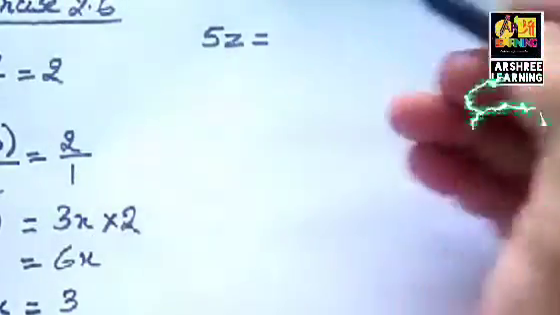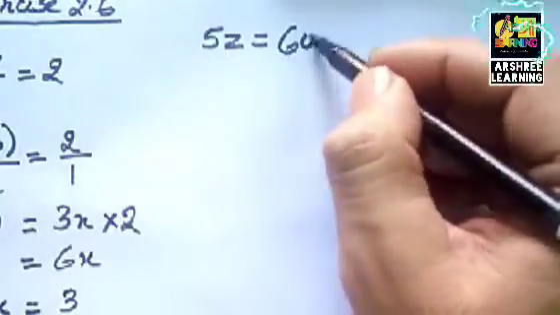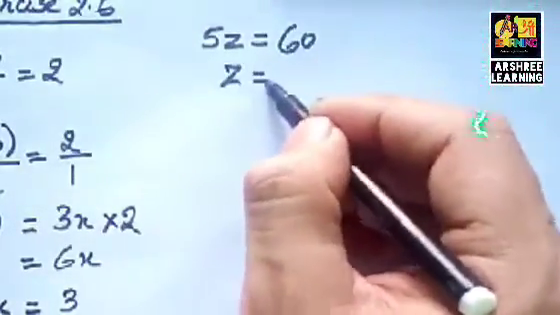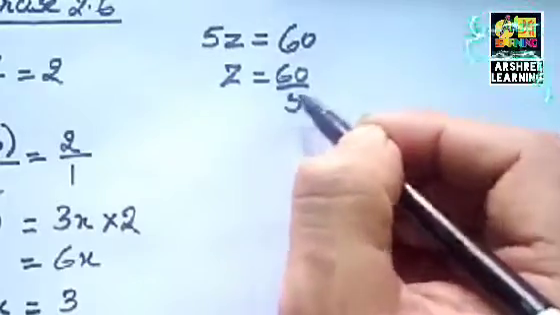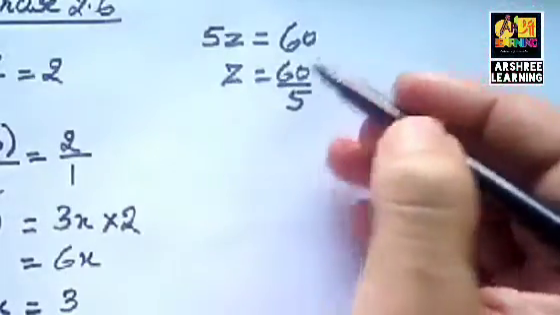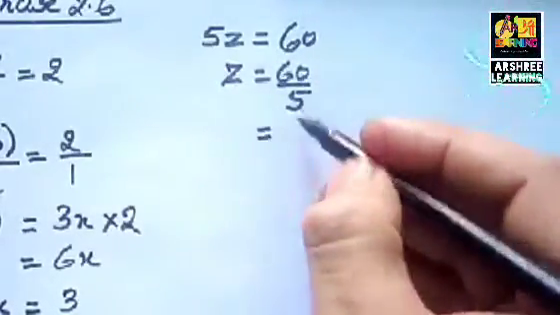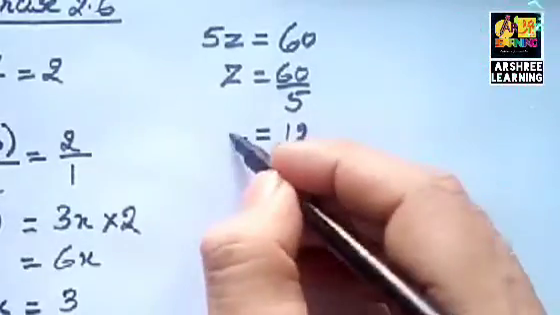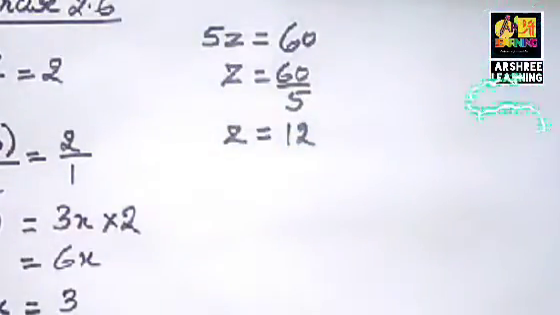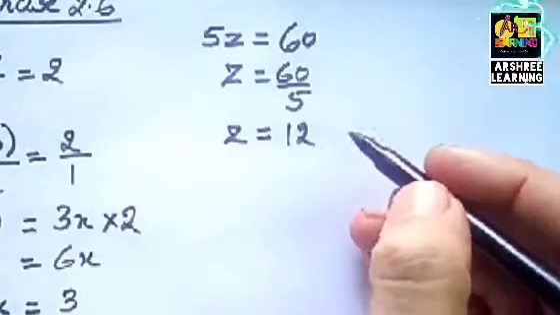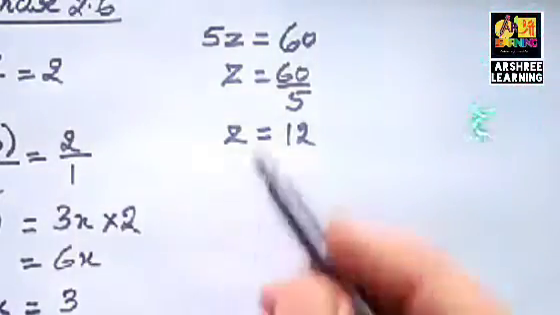5z is equal to 60 and z is equal to 60 upon 5. Now divide. When you divide, it will become 12. So the answer is z is equal to 12. This is your answer. So the step is same.